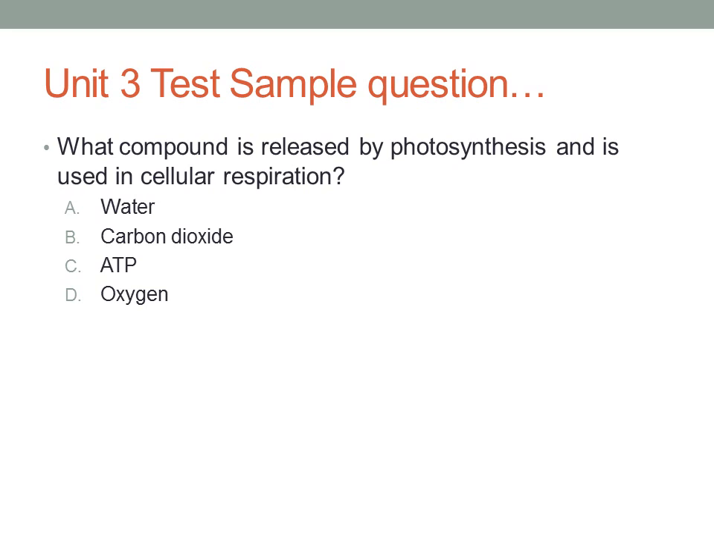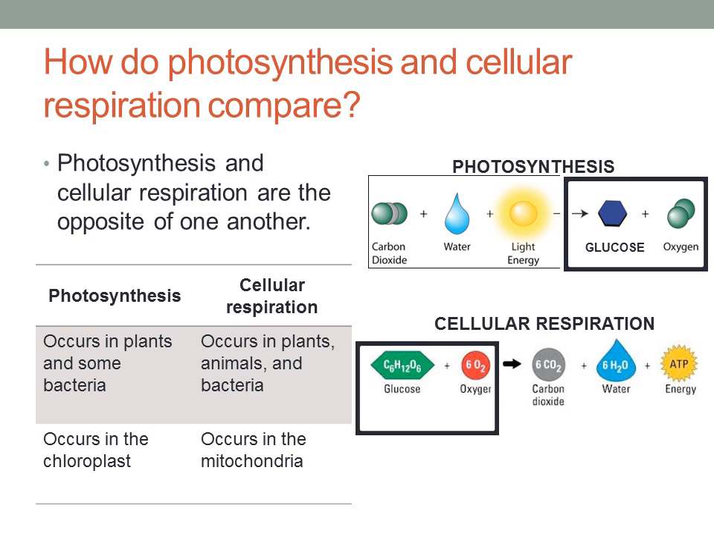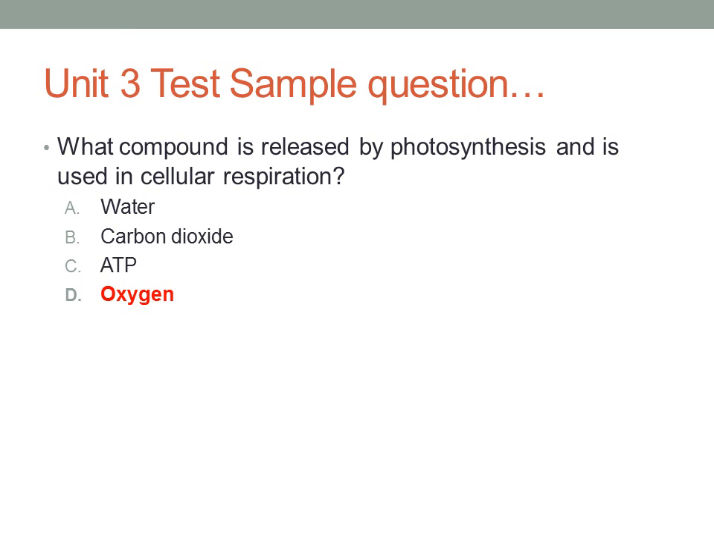The next question, what compound is released by photosynthesis and is used in cellular respiration? Is it water, carbon dioxide, ATP, or oxygen? Remember, the question was asking which one is made in photosynthesis and used in cellular respiration. So you see that glucose and oxygen are made in photosynthesis, and glucose and oxygen are used in cellular respiration. So the best answer for this one would be D, oxygen.